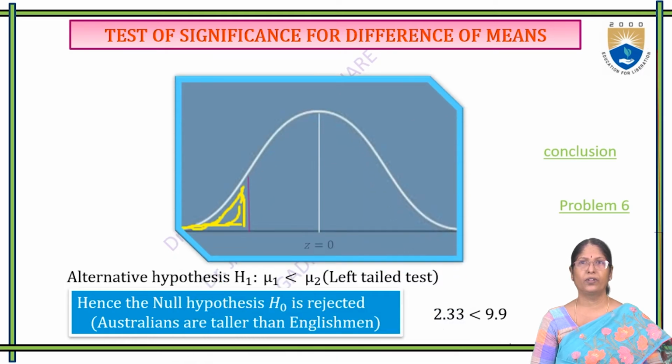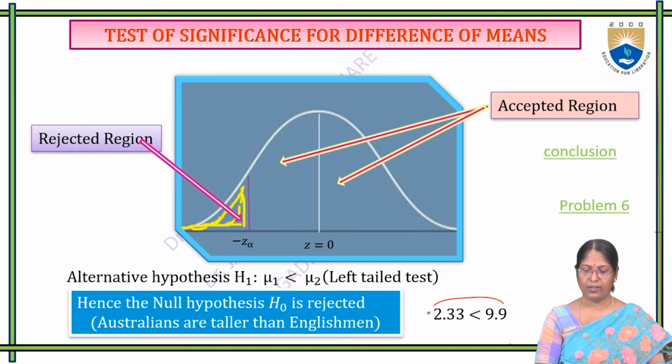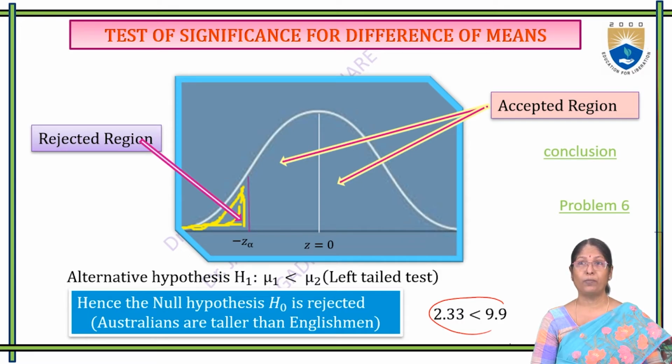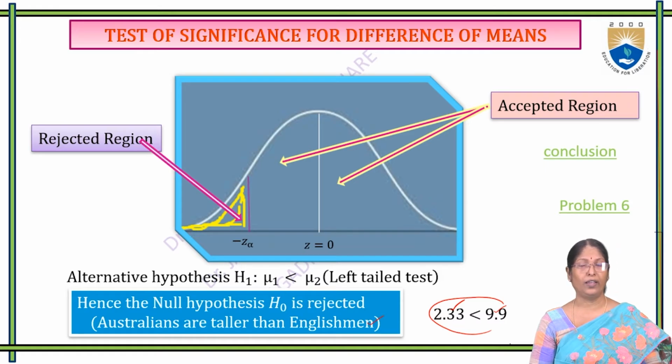We can see it here in the graphical representation. The left tail is nothing but a one-tailed test. First, mu1 is the Englishmen and mu2 the Austrians. Both are of equal heights, as we defined in the null hypothesis. But the result we obtained, the tabulated value 2.33, is less than the calculated value. So the null hypothesis is rejected. The alternative hypothesis we have to take into consideration, that is, Austrians are taller than Englishmen.